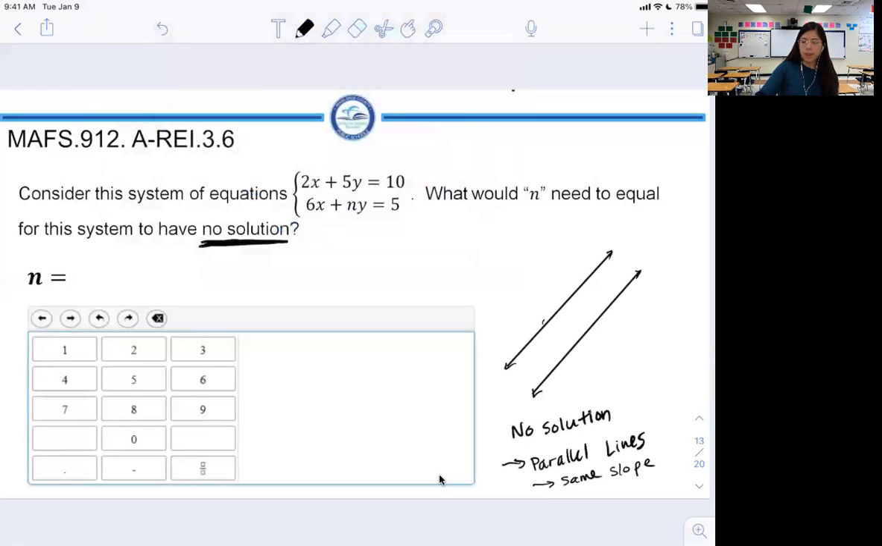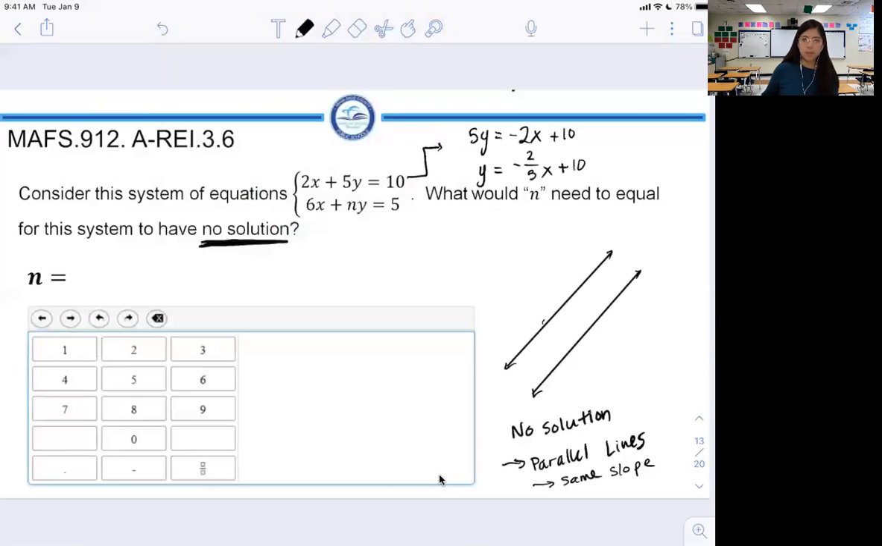As a matter of fact, let's go back to what I was doing, and I think you guys would understand it better if I did it the way I started to do it before. So I'm going to turn this into slope-intercept form like I did before. If I move the 2x to the other side, this is how I got negative 2x plus 10, and then I divided both sides by 5, so this is negative 2/5 x plus 2. So again, they need to have the same slope, but a different y-intercept.